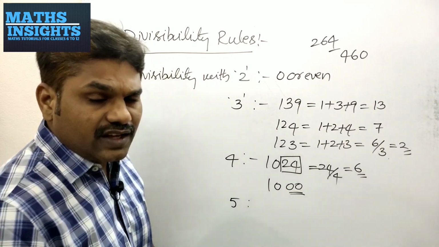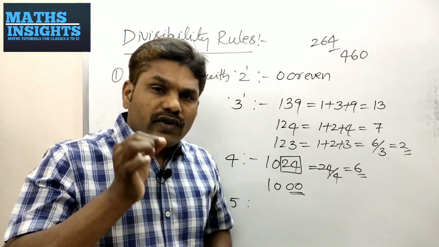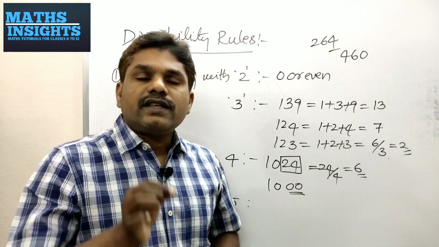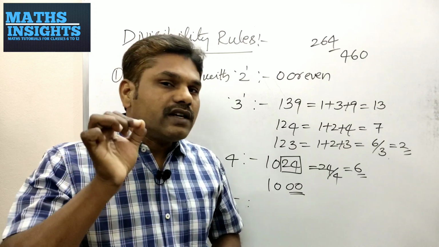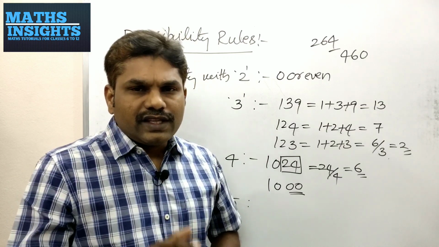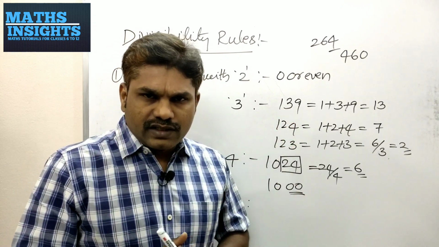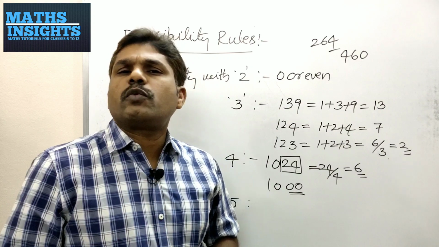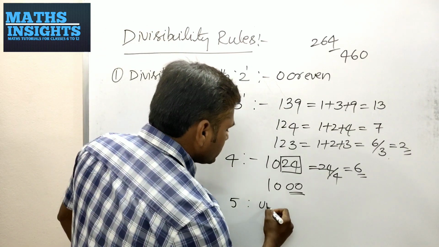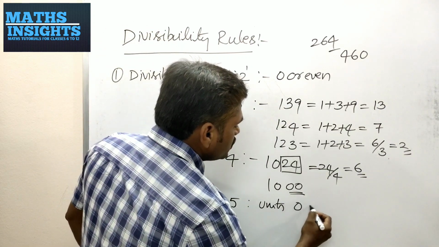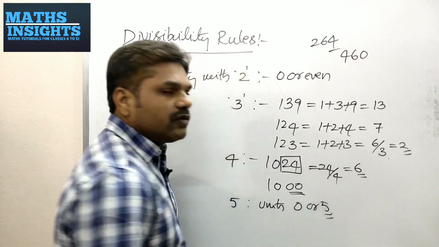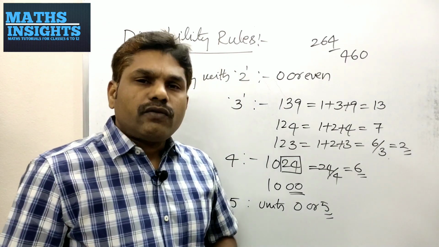Next, coming to 5. This is very easy. Everybody knows that if any number contains 0 or 5 in its units place, then that whole number, whichever big number that is, will be exactly divisible by 5. In the units place 0 or 5, then that will be exactly divisible by 5.